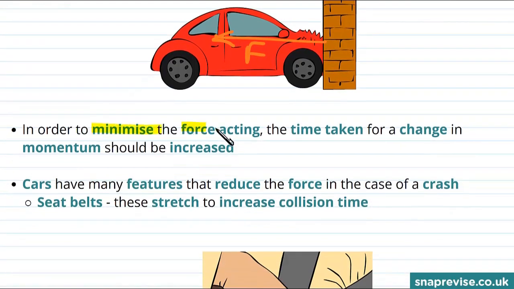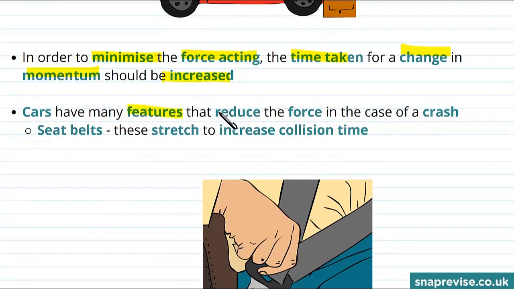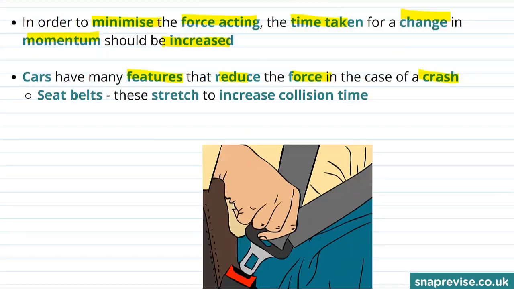In order to minimise the force acting on us, the time taken for the change in the momentum should be increased in any way possible. Cars have many features which reduce the force in the case of a crash by increasing the amount of time it takes for us to stop moving. That is, increasing the time it takes for our momentum to change. The longer it takes, the less the force.